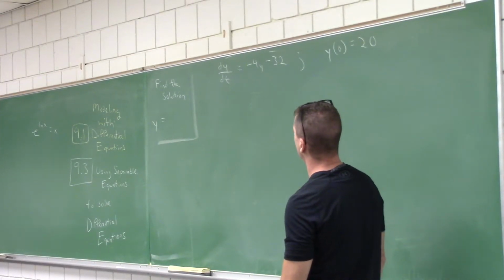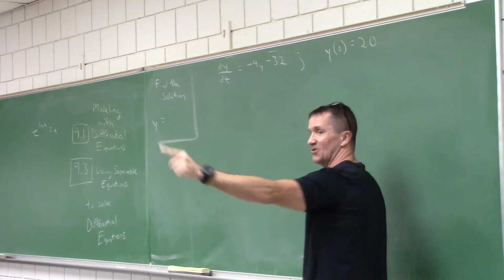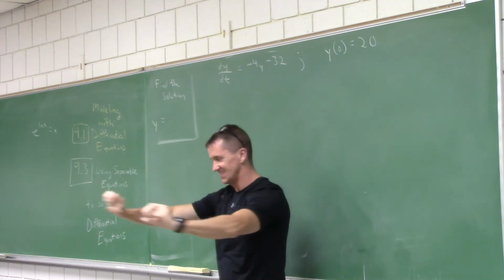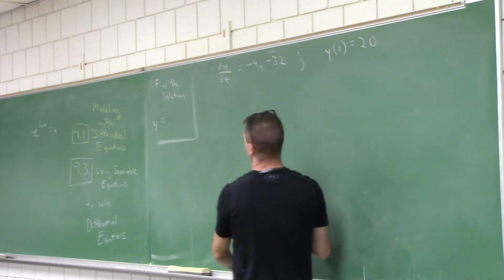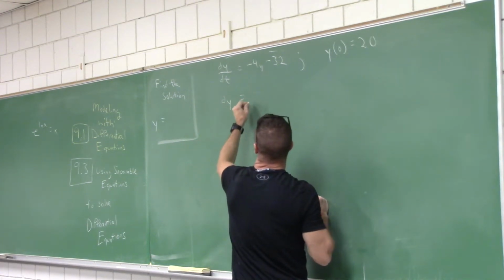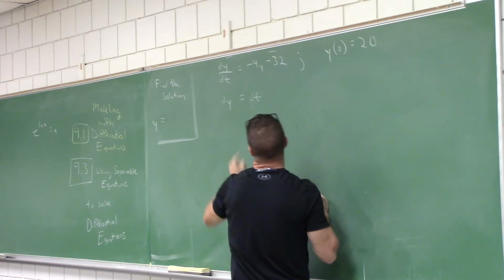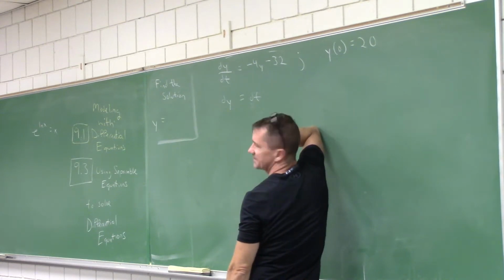Okay. What's the first step? It's the most important step. dy/dt plus 32 divided by 4. So you got it. Separate them. Get all the y's on the left and get the dt's on the right. But where do I put this thing? Armando, I heard you. You're saying just divide it?